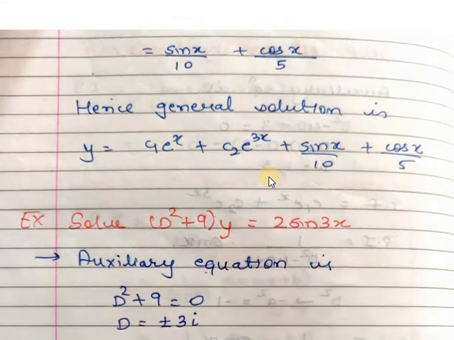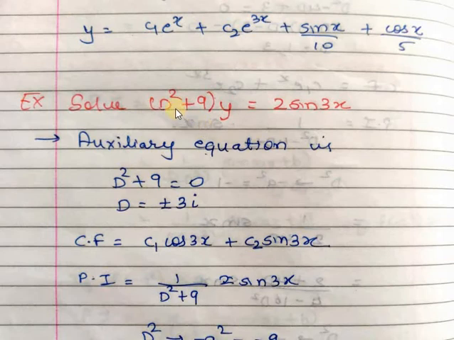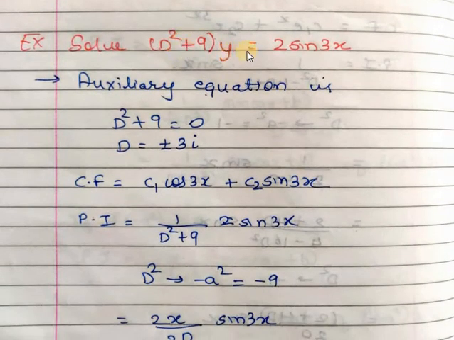Now let us discuss the second example. Solve (d square plus 9) y is equal to 2 sin 3x. So here first of all we will have to find the auxiliary equation. The auxiliary equation is given by f of d is equal to 0. For that, first we will have to find f of d. To find f of d, we compare the given equation with f of d into y is equal to capital X. So here f of d is d square plus 9.